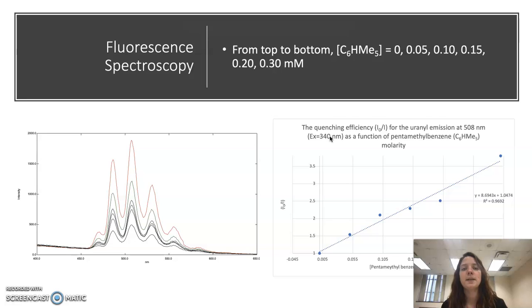Next was the fluorescence spectroscopic analysis of pentamethylbenzene with uranyl. With each increase in concentration of pentamethylbenzene, the intensity of the fluorescence of uranyl was decreased, meaning that it follows the perfect Stern-Volmer mechanism.